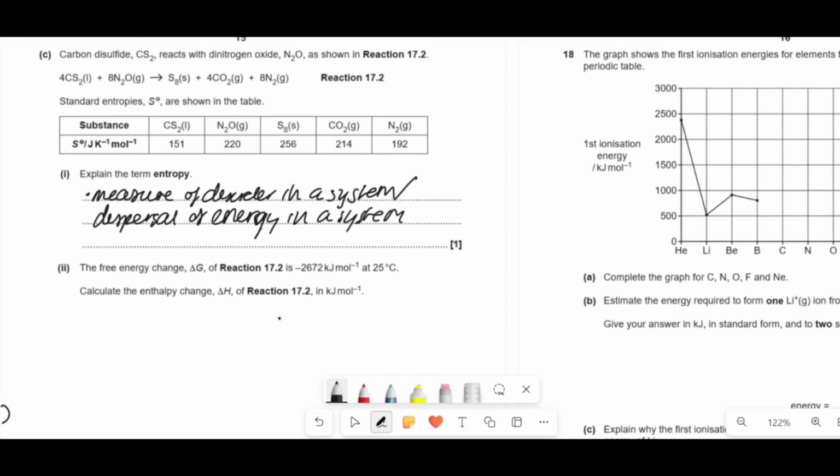Calculate the enthalpy change in this reaction. So start off by thinking, okay, well, what's the formula? Delta G equals delta H minus T delta S.